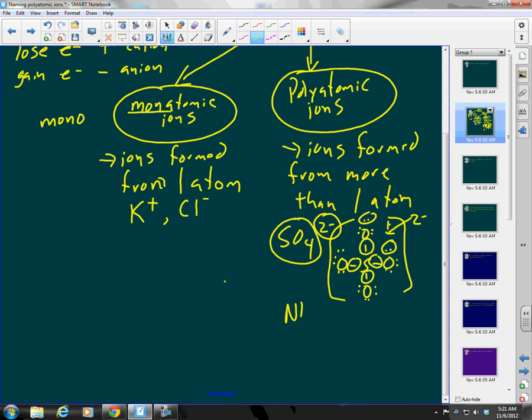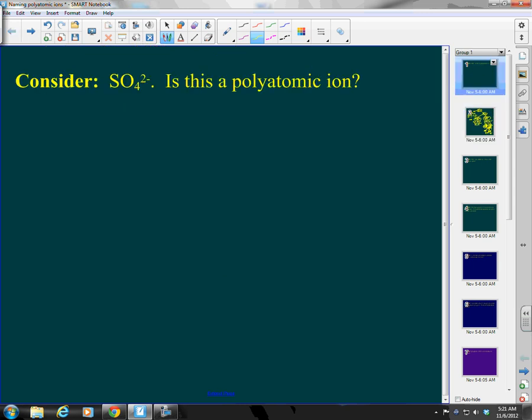And other examples, things like NH4, HCO3 minus, right? I can have three elements if I want to. C2O4 2 minus. I can have something like CN minus. These are all polyatomic ions. Good. So back to our first question. Is this a polyatomic ion? What do I look for first? Well, I have a charge, so that means it's an ion. I have more than one atom, so yes, this is a polyatomic ion.